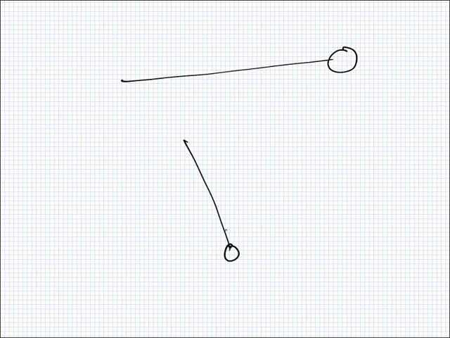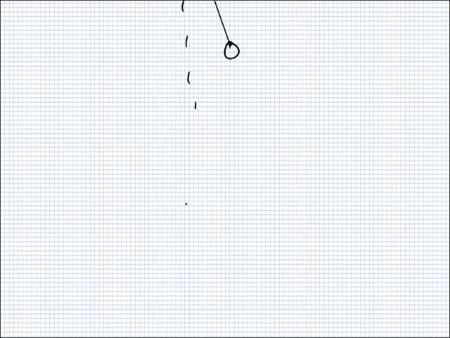Anything else I need to check with this? If you put the bob at the same height and you let it go... No, you're not supposed to put it too high. You're only supposed to put it a short distance. No, even 45 is too big. I'd say only maybe 10 degrees. 5 to 10 degrees.